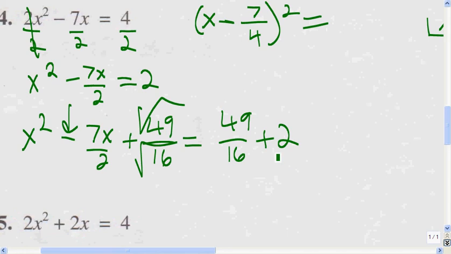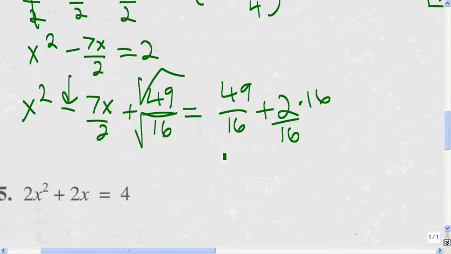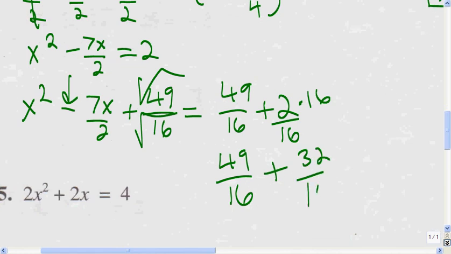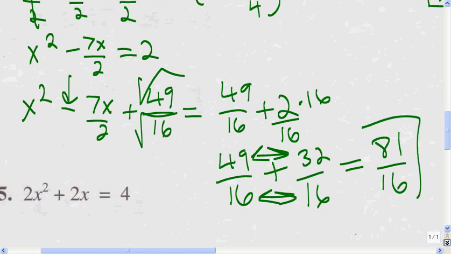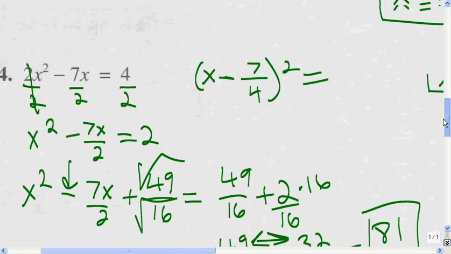Again, we've got to find a common denominator, which is going to be 16. And since I multiply the denominator by 16, I've got to multiply the numerator by 16. What I get is 49 over 16 plus 32 over 16. And when you're combining fractions, remember you don't do anything to the denominators. They stay the same. You only add the numerators. And this is going to give us 81 over 16. That's my answer here. So I'm going to write 81 over 16.